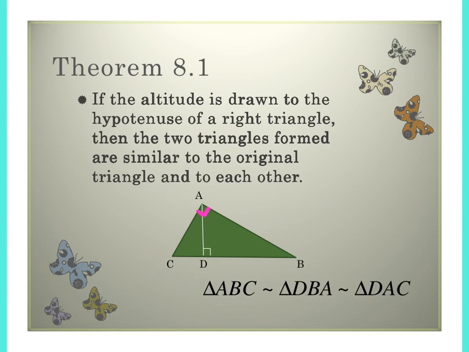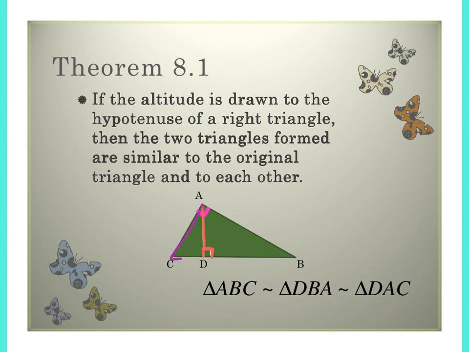And you have to have the altitude drawn to the hypotenuse of that triangle. So remember, altitude goes from the vertex to the opposite side, forming a right angle, so perpendicular to the opposite side. So you have to have both right angles. If those two things happen, if I have a big right triangle and then an altitude drawn, then these three triangles are similar.